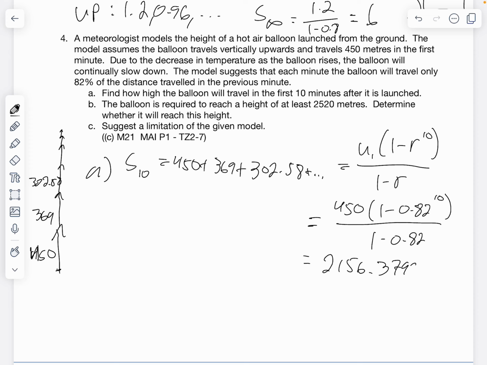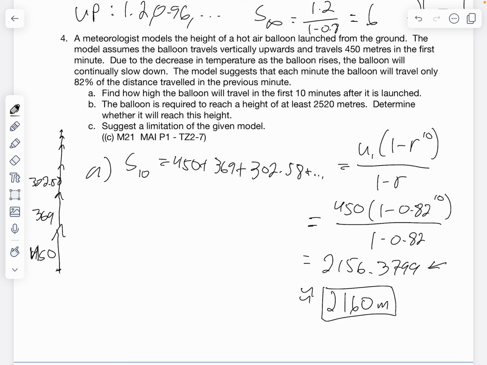That gives me 2,156.3799. We haven't talked a lot about this yet, but if we round that to 3 sig figs, that's 2160. They'll take anything that would round correctly to 3 sig figs, or you can just write it in 3 sig figs. That's totally fine. That's meters, I believe. Cool.